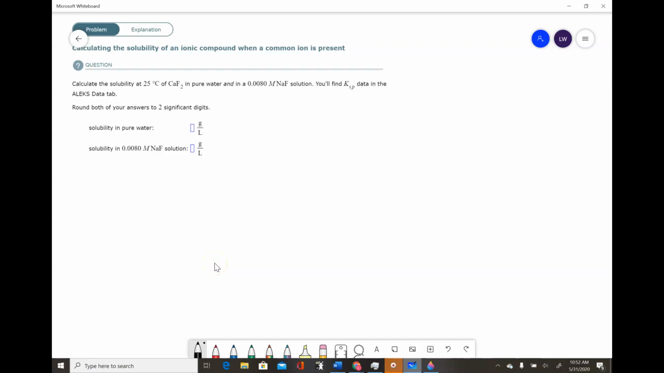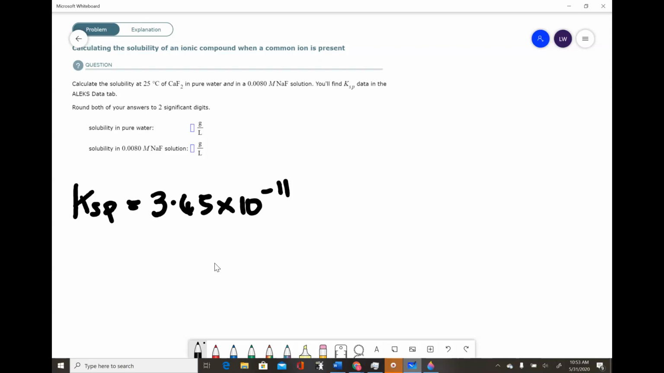So in this problem, I'm asked to calculate the solubility of calcium fluoride in pure water and also in 0.008 molar sodium fluoride. And I'm asked to use the Ksp data that is in the data tab. So the first thing I'm going to do is look up Ksp for calcium fluoride, and that was 3.45 by 10 to the minus 11.